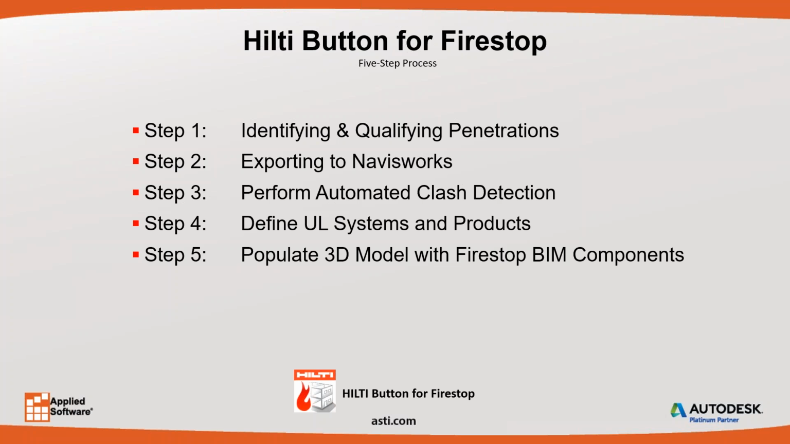Step 1 is to identify and qualify penetrations in the building. Step 2 is to export your BIM model to Navisworks. Step 3 is to perform automated clash detection. Step 4 is to define UL systems and products, and this is also automated. Step 5 is to populate the 3D model with Firestop BIM components, and this is the round-trip process back to the BIM authoring tool.